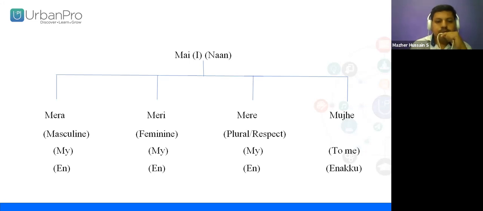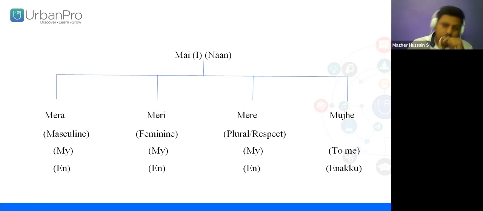So now mera is used for masculine, meri for feminine, mere for plural and respect, and we also have mujhe. Because in English we always use I. For example, I am Mazhar Hussain. I live in Chennai. Even if I want something, I can say I want something. I always use I. But in Hindi we have to use mujhe. If you translate into English, mujhe means to me.